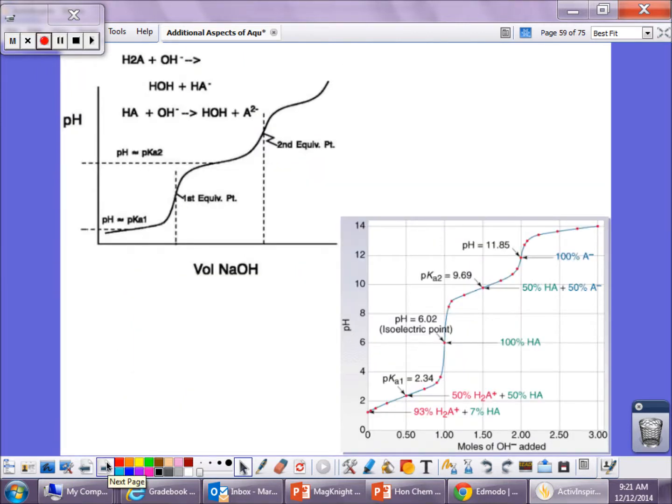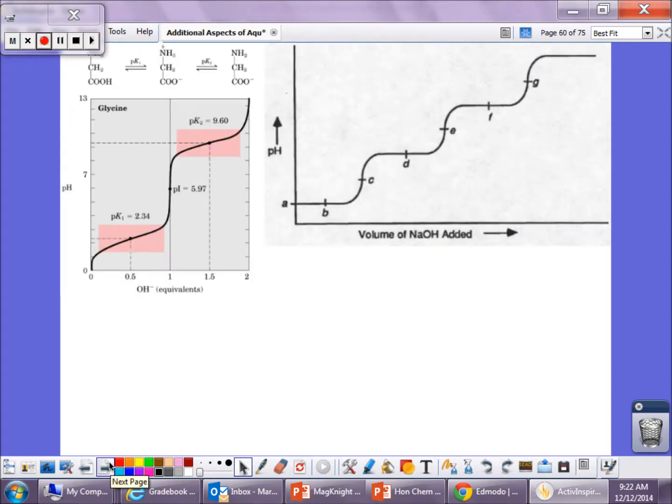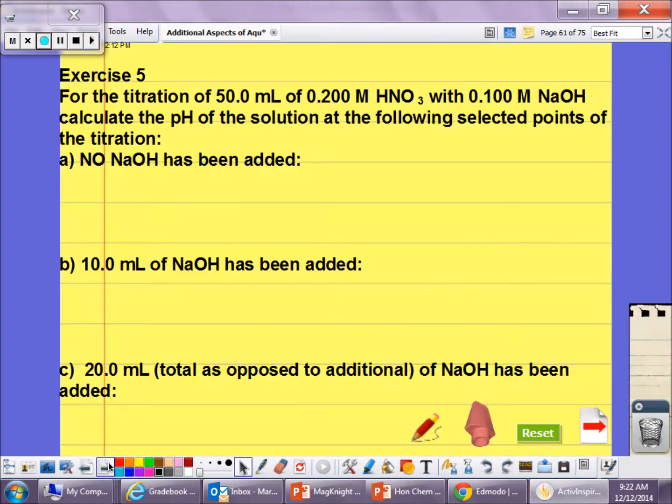Okay, and let's see what else. If you have a diprotic acid or a triprotic acid, any polyprotic acid, you will have different bumps in that curve. So you have different equivalence points for each hydrogen ion you dissociate. Okay, so it's a polyprotic acid, with different bumps.